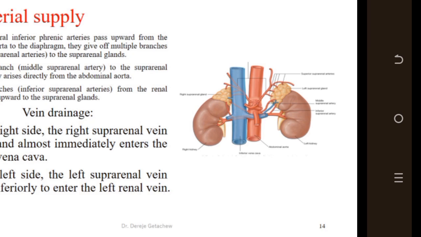So when you see the arterial supply of these glands, as the bilateral inferior phrenic arteries pass upward from the abdominal aorta to the diaphragm, they give off multiple branches, superior suprarenal arteries to supply the suprarenal glands, but the middle branch that supplies the middle part of this suprarenal gland directly arises from the abdominal aorta in most people. The inferior branches that supply the inferior or the lower end of this gland arise from the renal arteries.